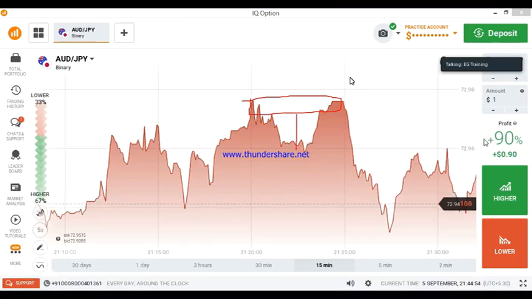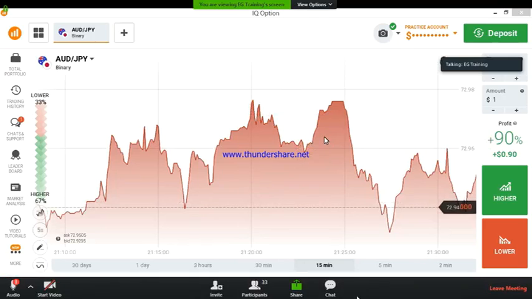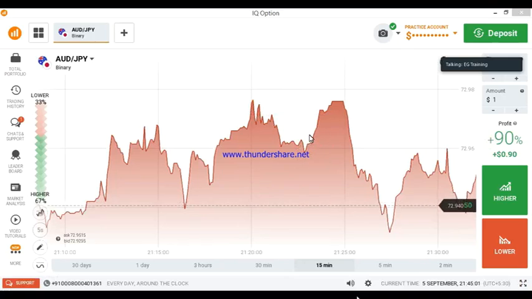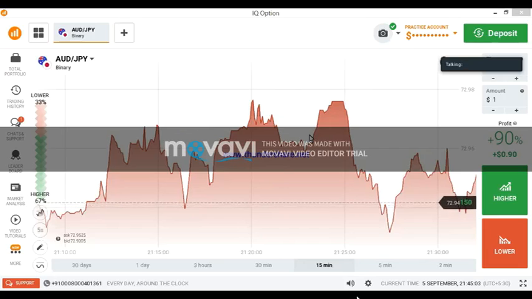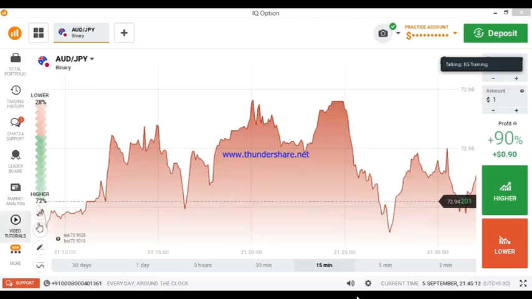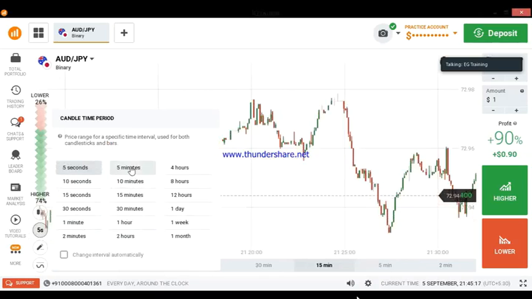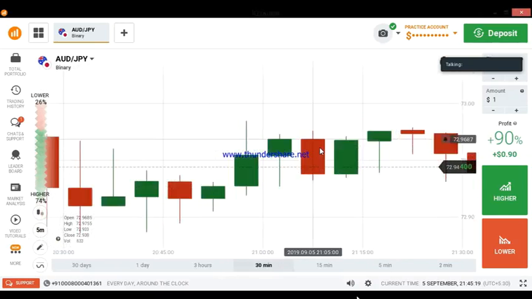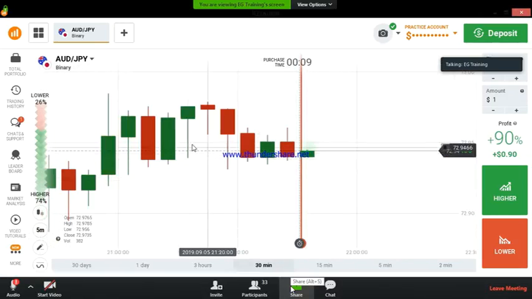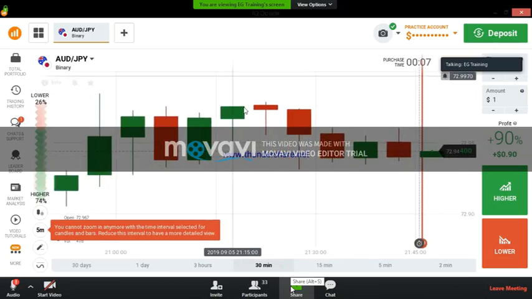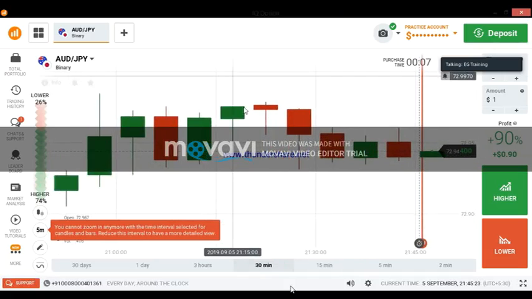Sometimes we can't understand the buyer's entry and seller's entry in the graph chart. That's why we need to apply the candlesticks. We need to see the candlestick to know what is happening in the market. If you convert it into the candlestick chart, I will show you. Okay, if you convert it into the candlestick chart, then you will come to know what is happening in the market.